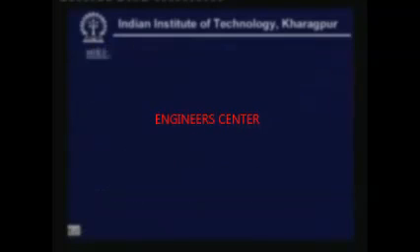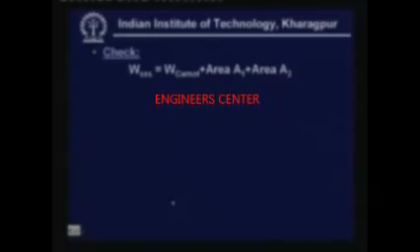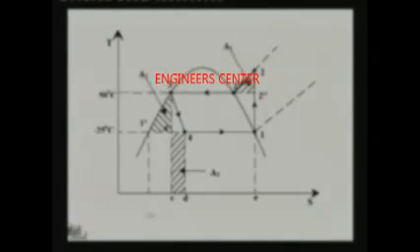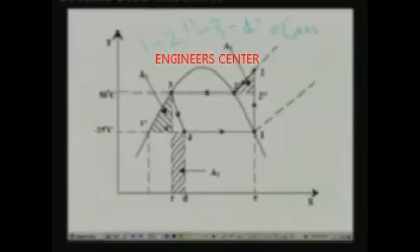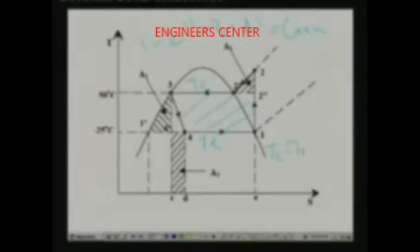Now you can also check your results, because we know that for the single stage saturated cycle, the work input is equal to the work input of a Carnot cycle plus area A1 plus area A2. And what is the Carnot cycle? The equivalent Carnot cycle here is 1, 2 dash, 3, 4 dash. So this is your Carnot cycle. Find out the work done during this Carnot cycle. The work done is nothing but this rectangular area, that is Tc minus Te, into this entropy difference.